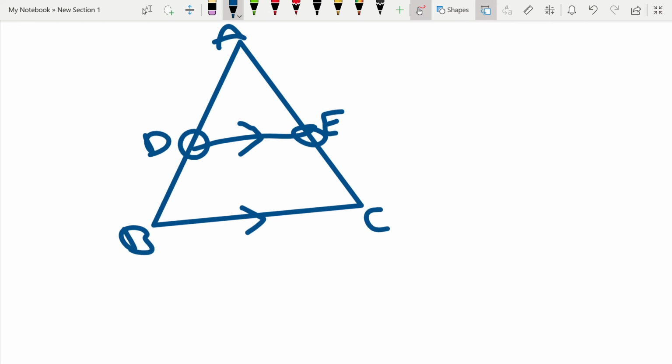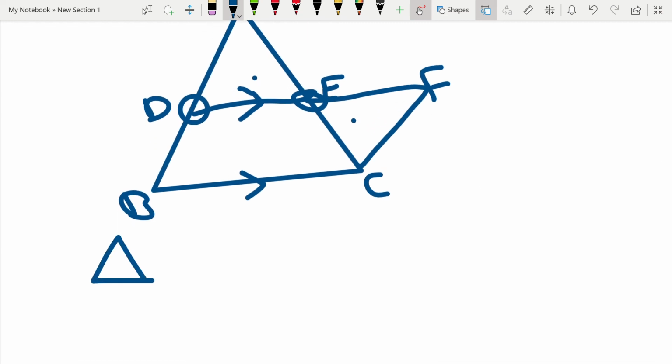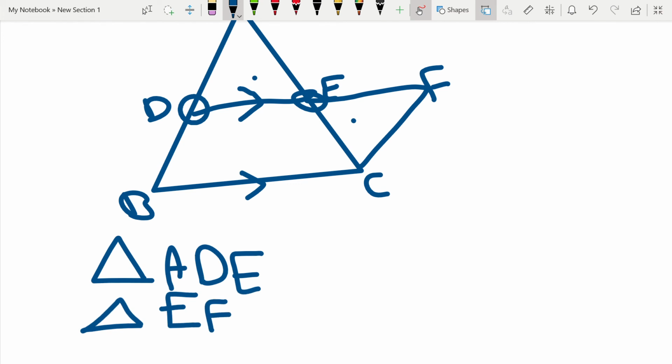Now we're going to be extending this, so we've got DEF. So why have I done that? Now we've got two triangles as you can see. We have to prove that they're congruent. So we are talking about triangle ADE and triangle EFC. Now how can we prove that?